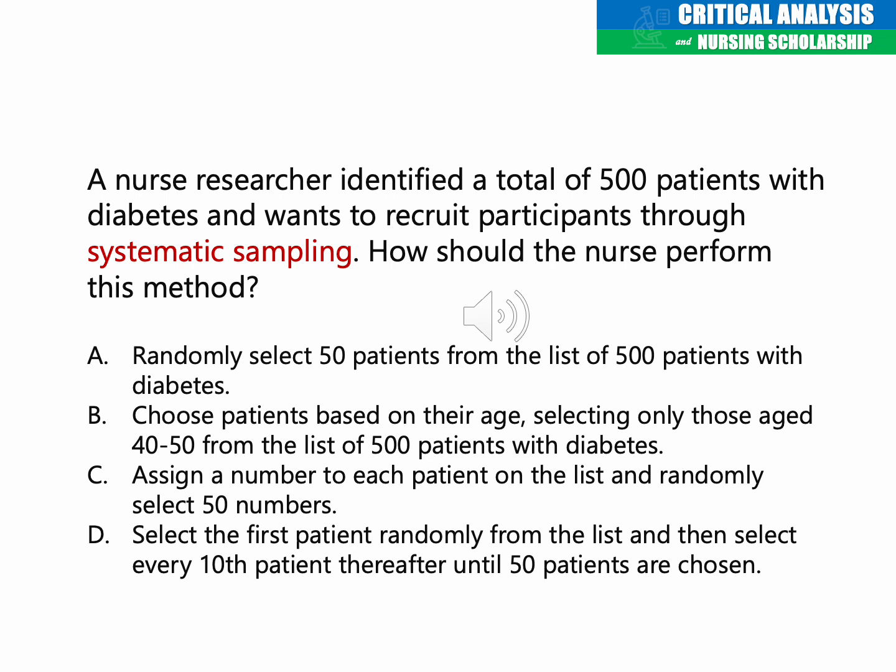The correct answer is letter D. Select the first patient randomly from the list and then select every 10 patients thereafter until 50 patients are chosen.